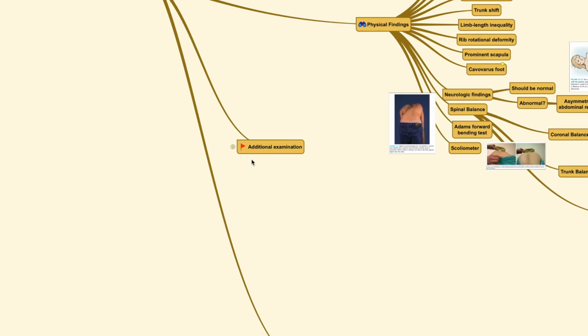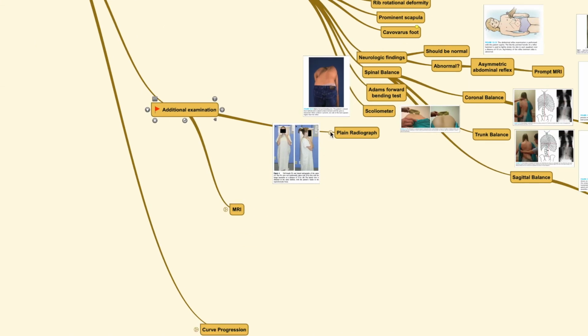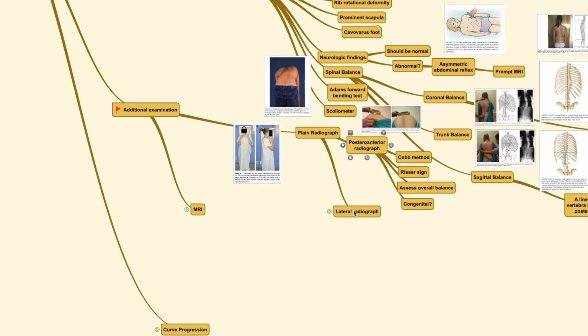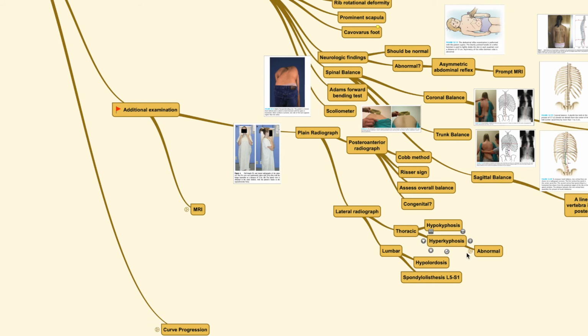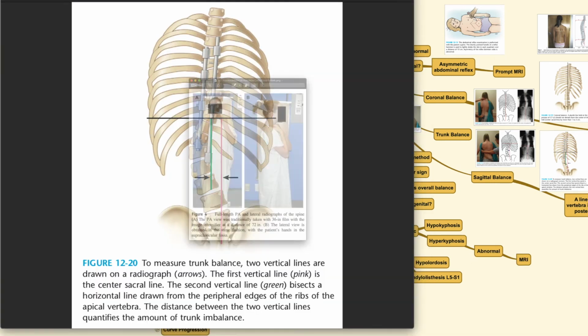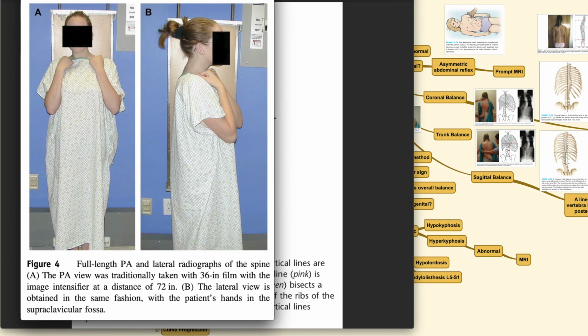Now, moving on, the additional examination that you could do includes the most basic and most important view, which is the plain radiograph. The radiograph should be taken for the whole spine, also known as full length posterior-anterior and lateral radiographs of the spine. You take it with a 36-inch film, and you should have the patient place their hands like this to avoid the superposition of the image of the humerus along with the spine.